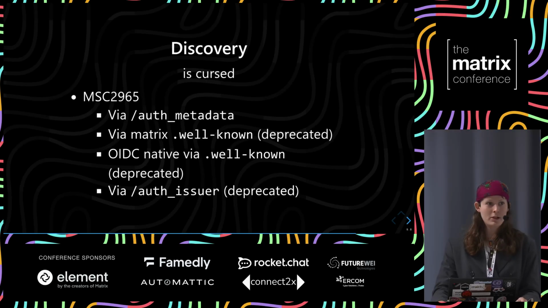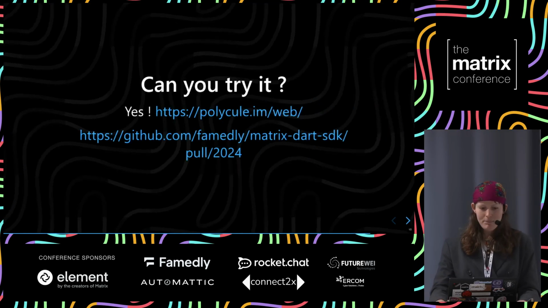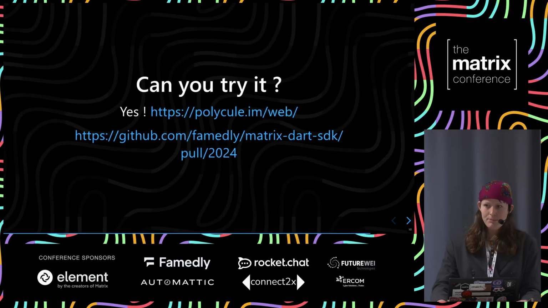So now I talked a lot about lessons learned and about cursed things in OIDC. I hope you find it a bit amusing. If you're curious about trying it out, you can try the web version of Polycule on polycule.im/web, or download the Polycule app on the Linux distribution of your choice, your postmarketOS of your choice, or the F-Droid of your choice. Also, there is pull request number 2024 on the Matrix Rust SDK containing the implementation. It's sadly still in review process. It took a long while.